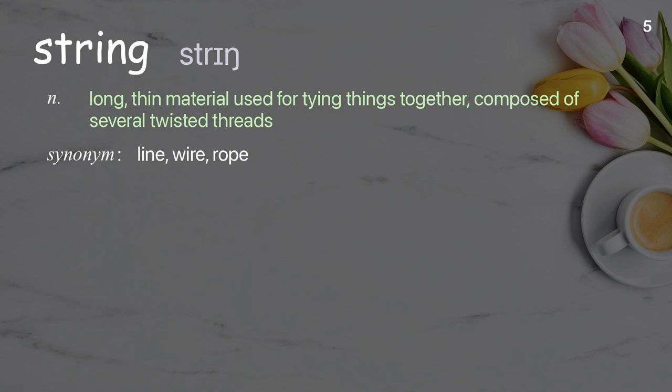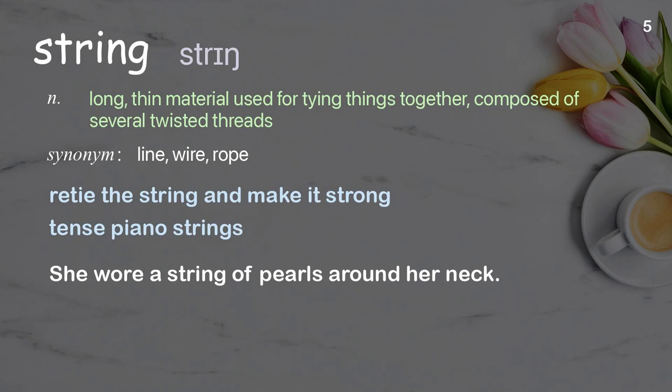String. Long, thin material used for tying things together, composed of several twisted threads. Examples. Retie the string and make it strong. Tense piano strings. She wore a string of pearls around her neck.